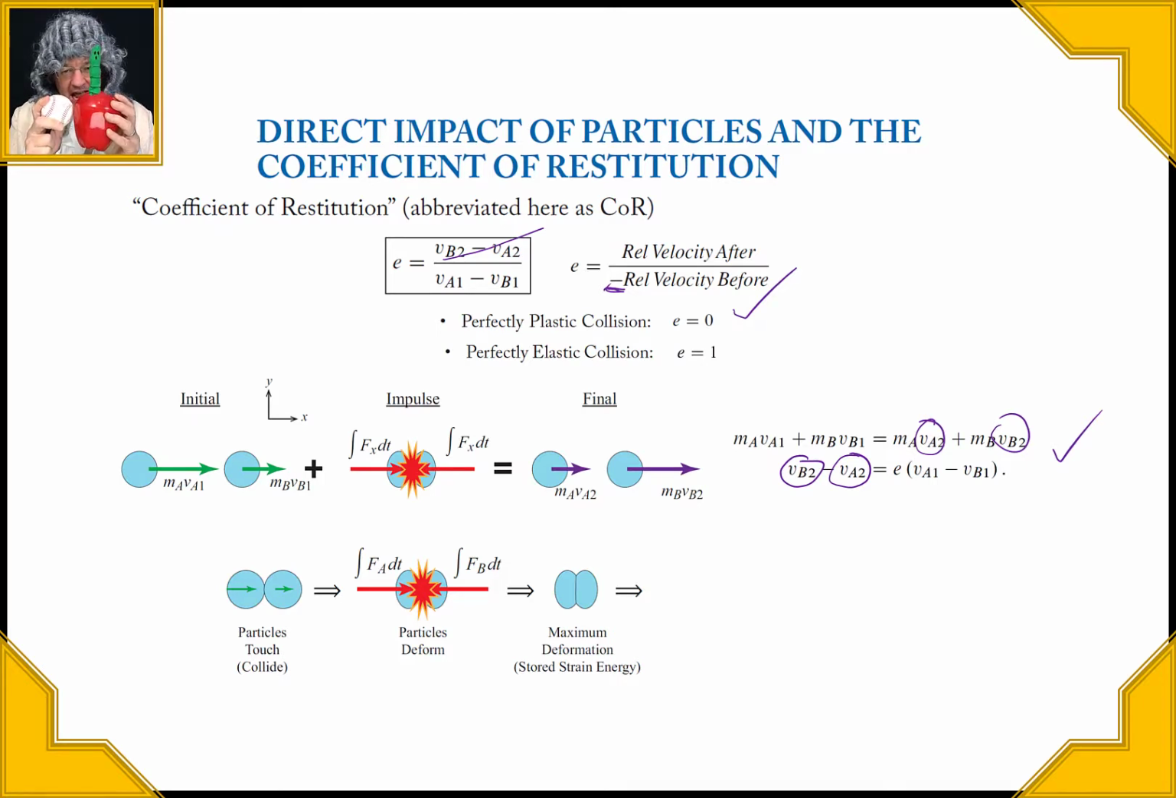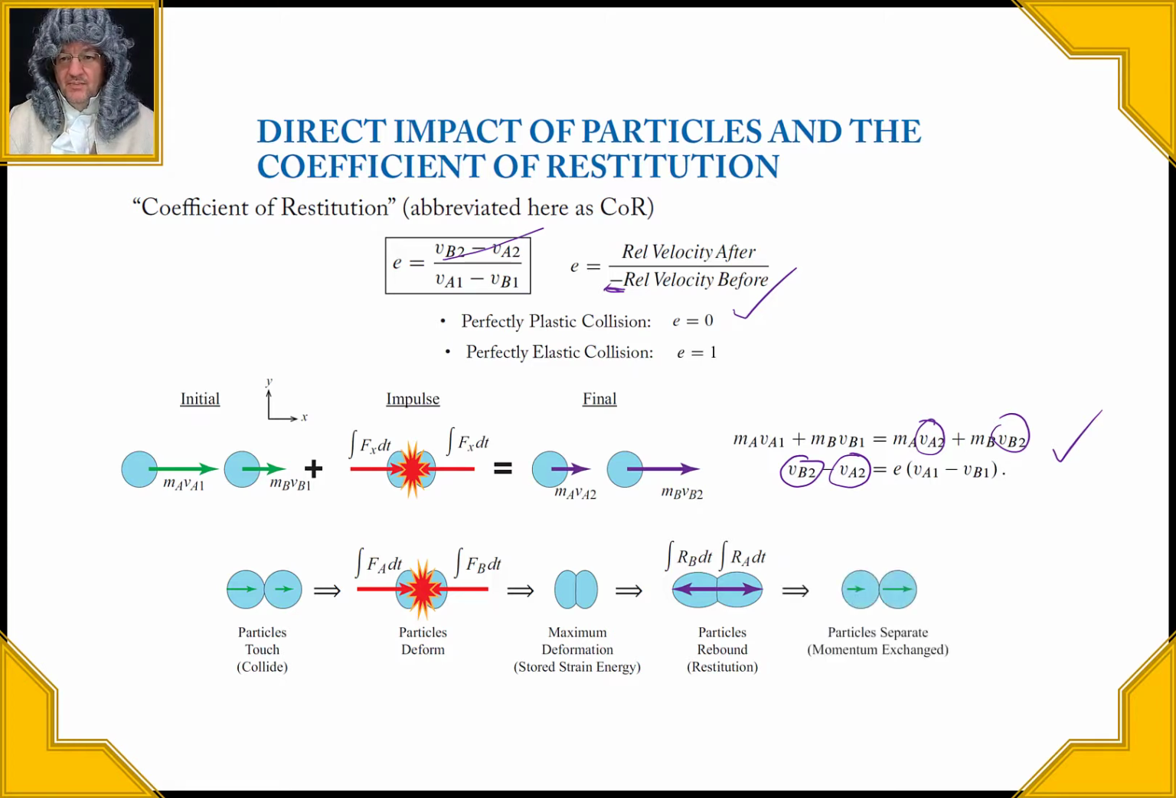And what happens now is there's some strain energy. You could think of a spring being compressed, right? And that spring energy is stored. But now they start to decompress. They start to rebound. They start to pull away from each other as that spring energy that was stored starts to release and push each other away, right? And now they begin to become disengaged.